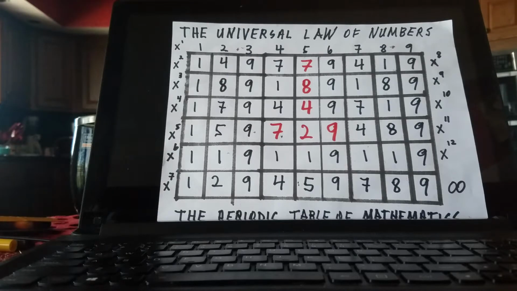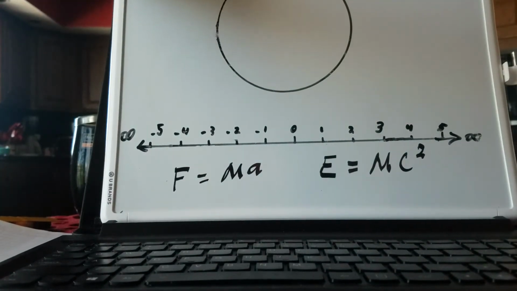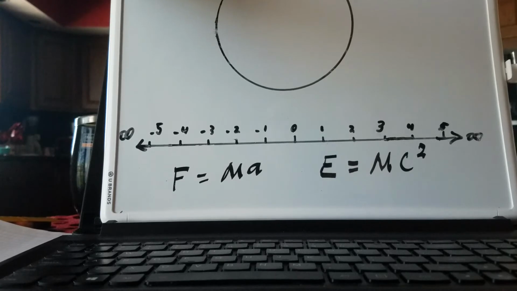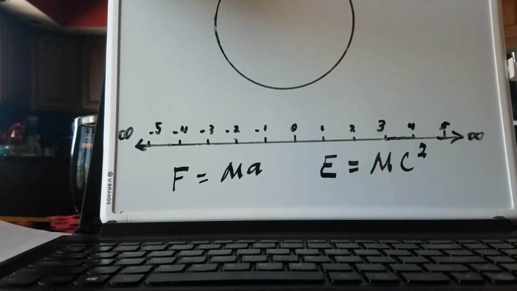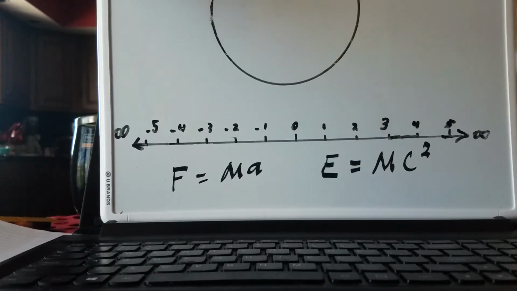And this, just like F equals MA or E equals MC squared or the number line or turning the number line into a circle, because that's what it is. It's revolving. It revolves around the numbers 1 through 9.